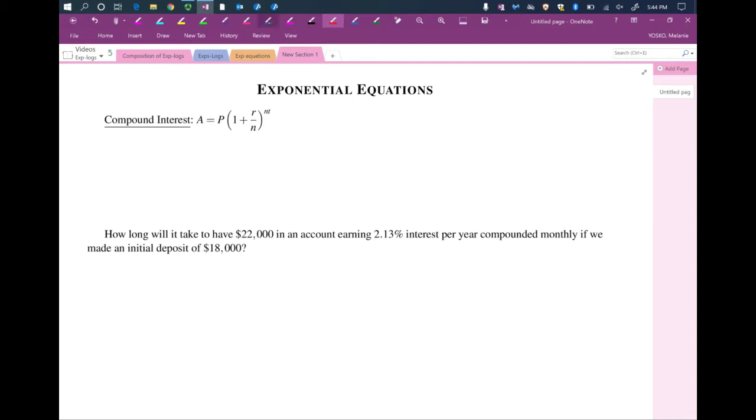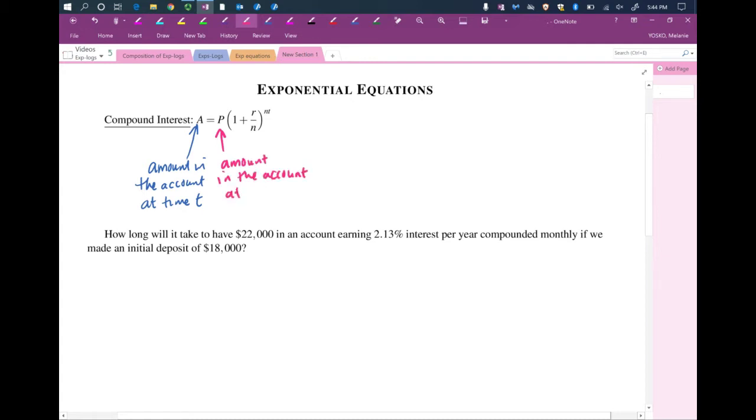So let's talk about what each letter represents. A will be the amount in the account at time t. P is the amount in the account at the beginning. Sometimes we say this is the initial amount. We're talking about compound interest, so we make one deposit and we let it grow. So sometimes you might also say this is your deposit.